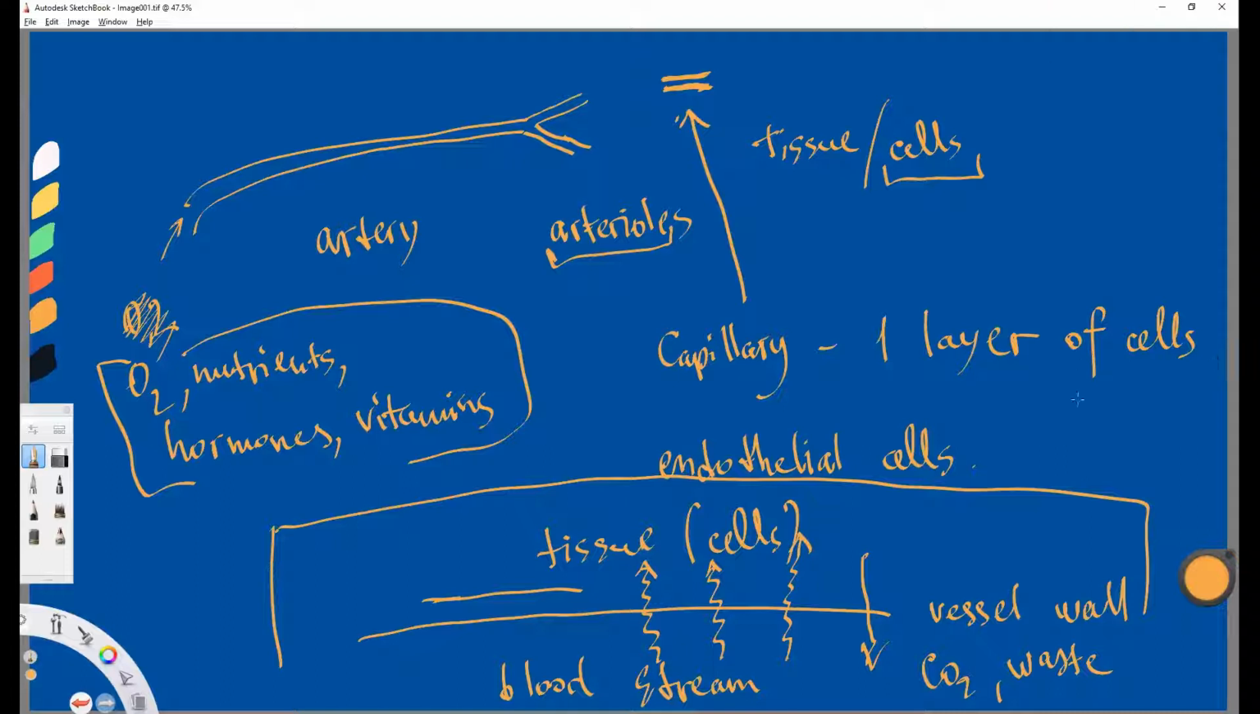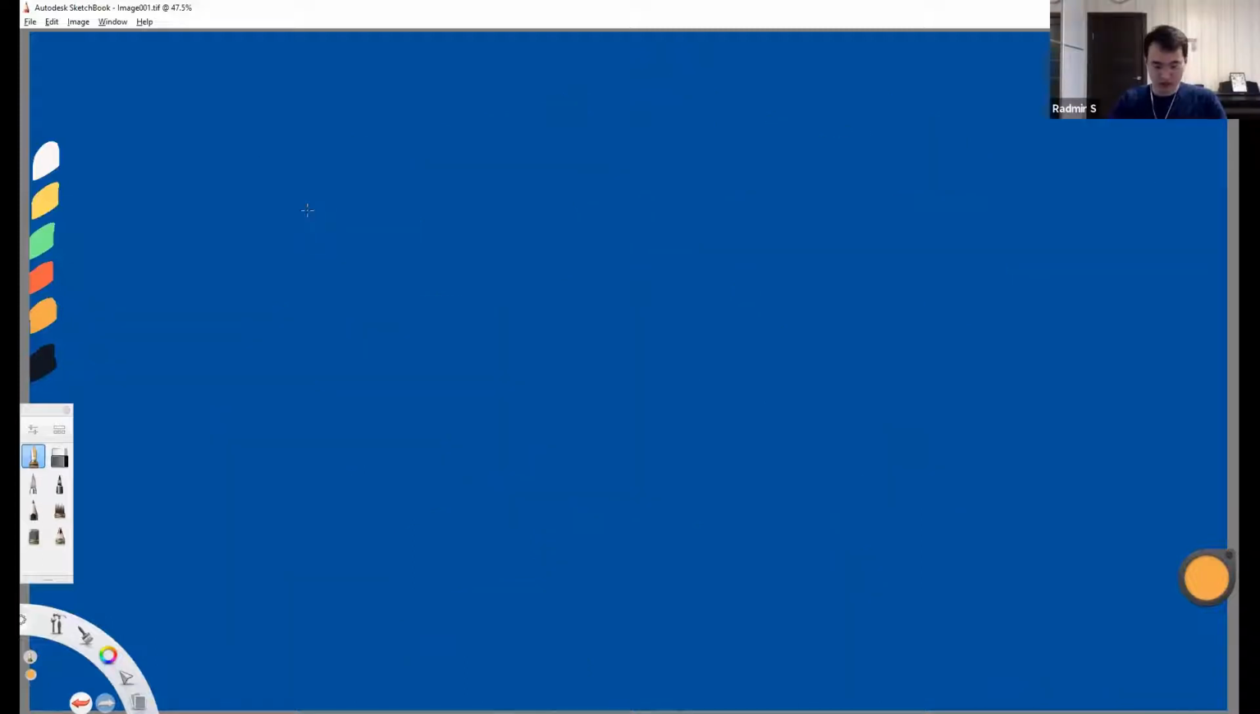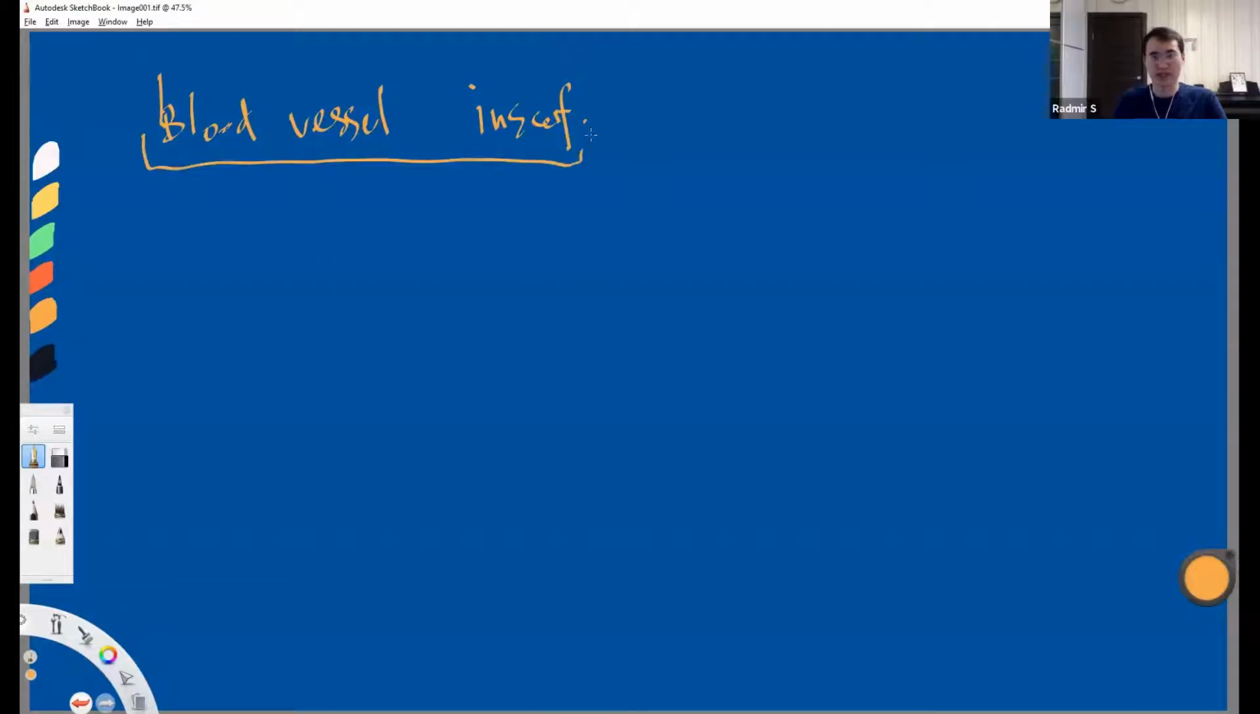Hello. Could you please explain why thrombosis happens and can we cure it or is it fatal? So we have the insufficiency of our blood vessels. Blood vessel insufficiency means that they cannot perform their direct functions, and the direct function is to transport the blood.